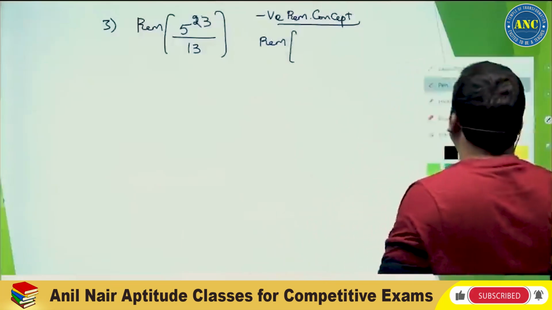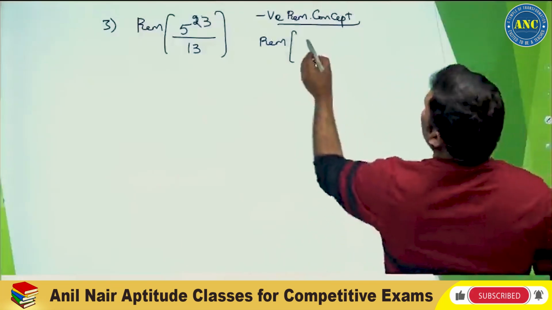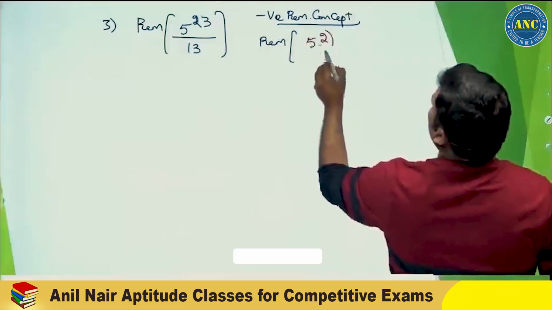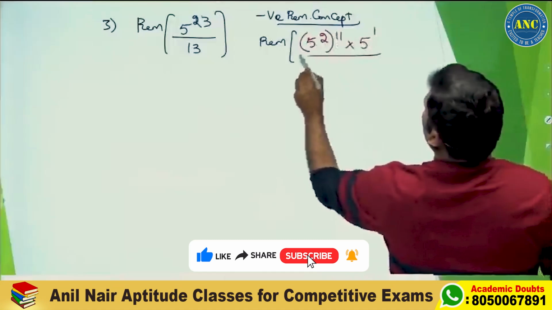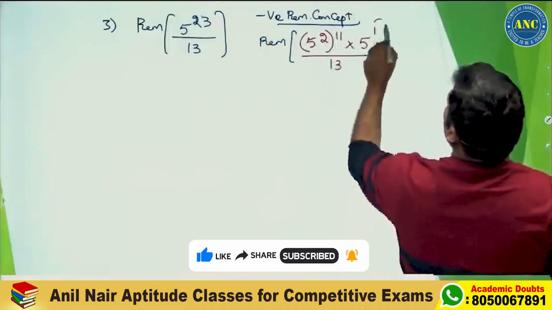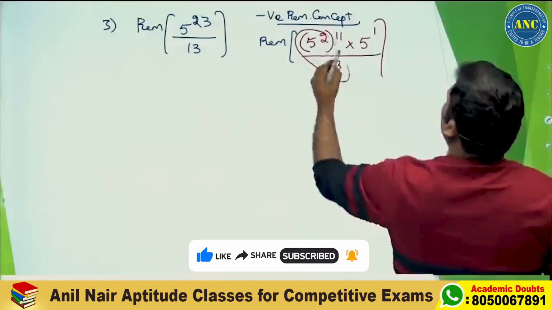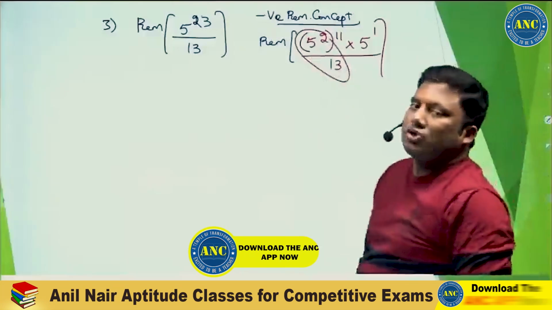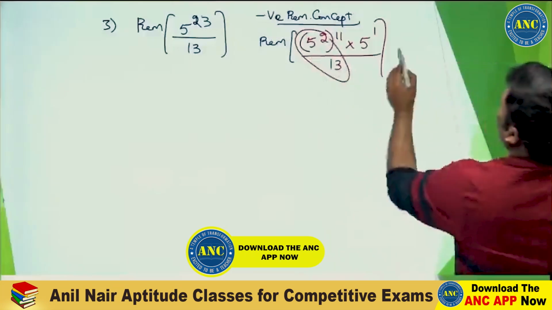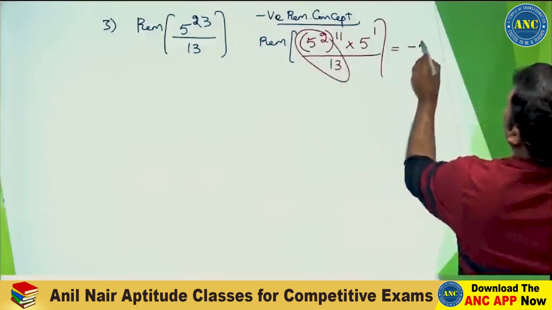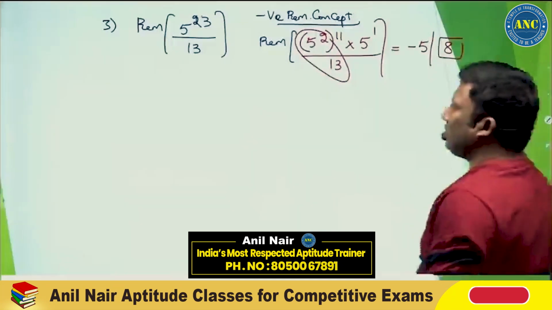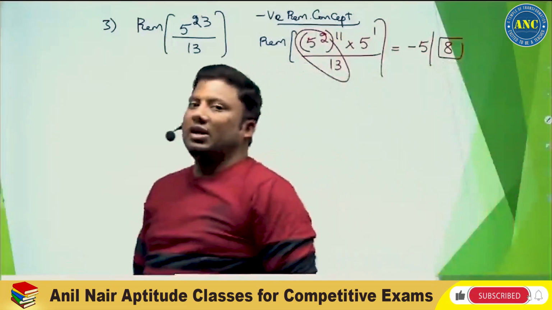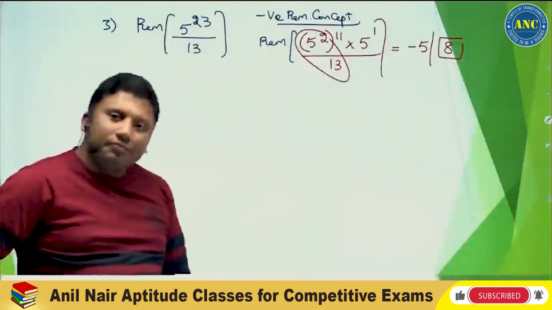Which power of 5, when divided by 13, gives plus or minus 1? 12 elevens are 22, into 5 power 1 divided by 13. 25 divided by 13: 13 twos are 26, so minus 1. Minus 1 power odd gives minus 5. The positive remainder is nothing but 8.